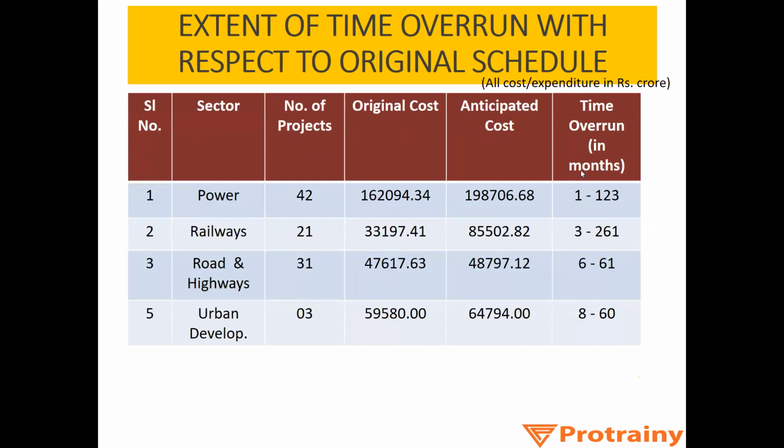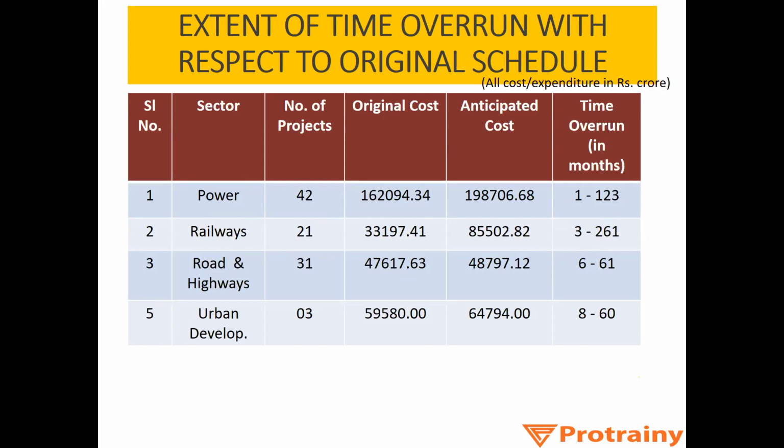Now here you will see time overrun. That is, if you had planned the project for 12 months, you were not even able to finish it in 14 months, 18 months, 24 months. This shows very poor construction management and control over the project. For example, in the power sector, time overrun varied from 1 month to 123 months. In railway projects, it varies from 3 months to 261 months, that is, years of time overrun.